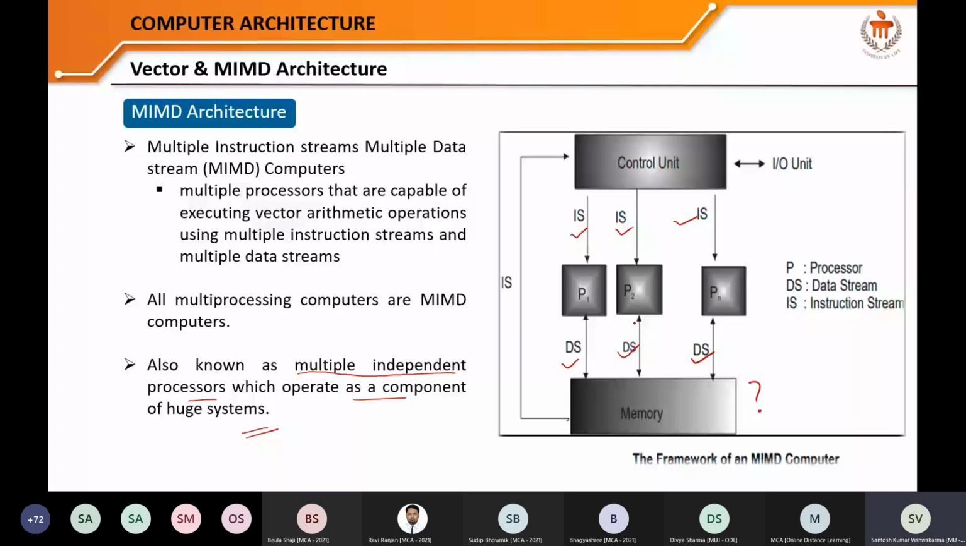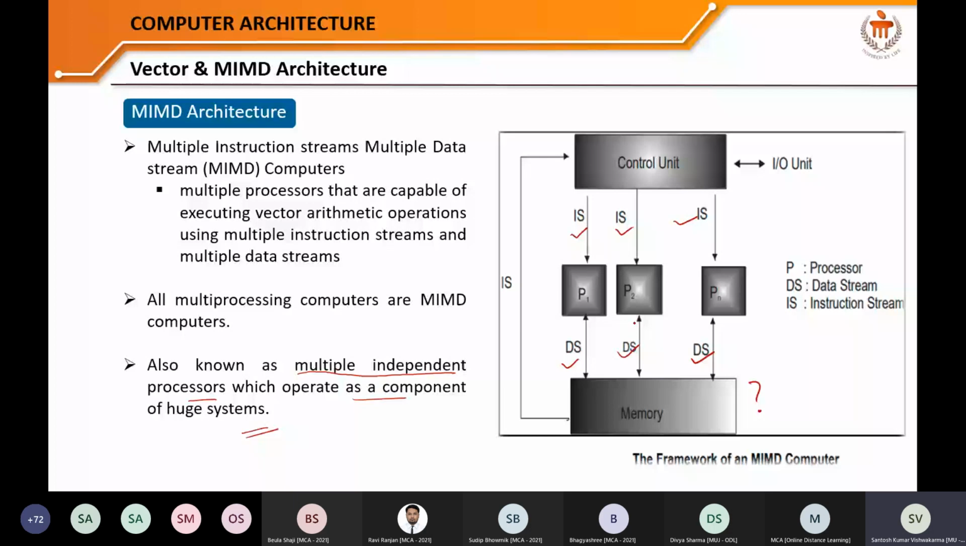UMA, that is uniform memory access. Second is NUMA, that is non-uniform memory access. And the last is COMA, that is cache only memory access. So in the subsequent slides, I am just going to elaborate UMA, NUMA, and COMA, and let us see it in terms of a diagram itself.